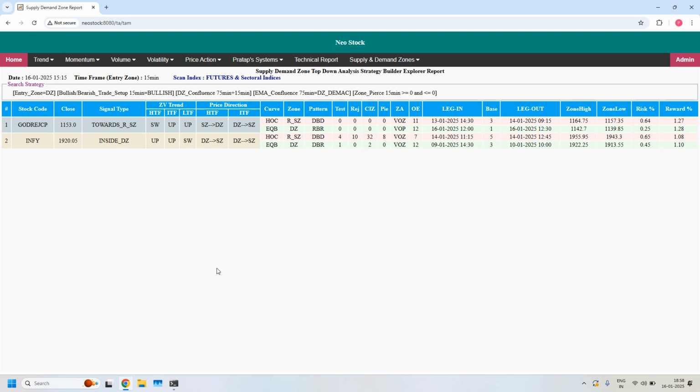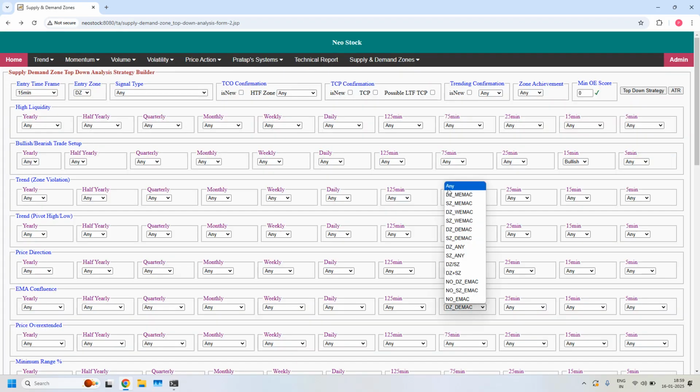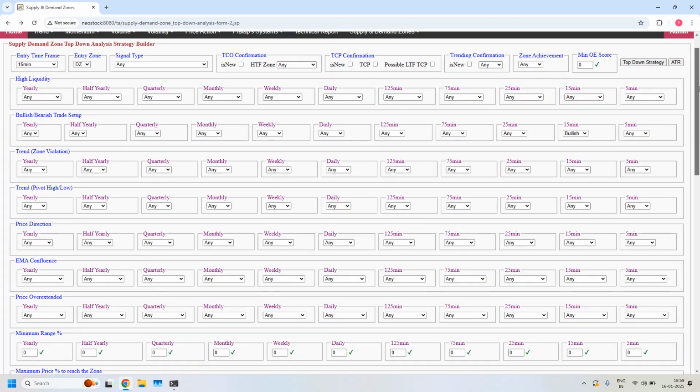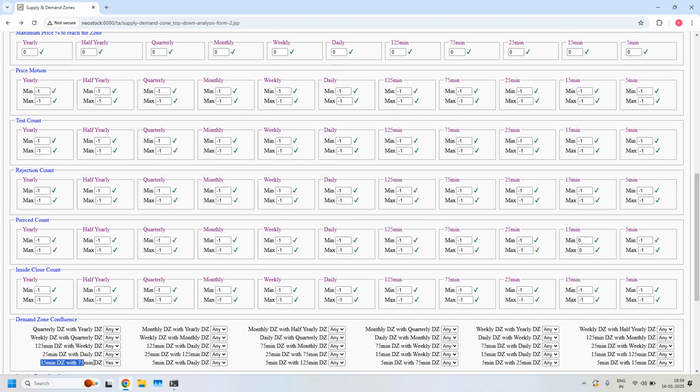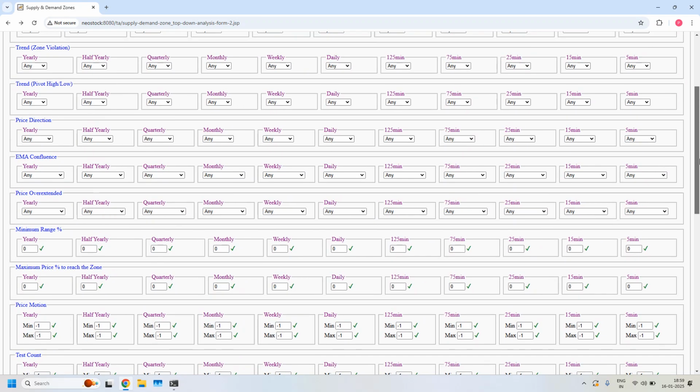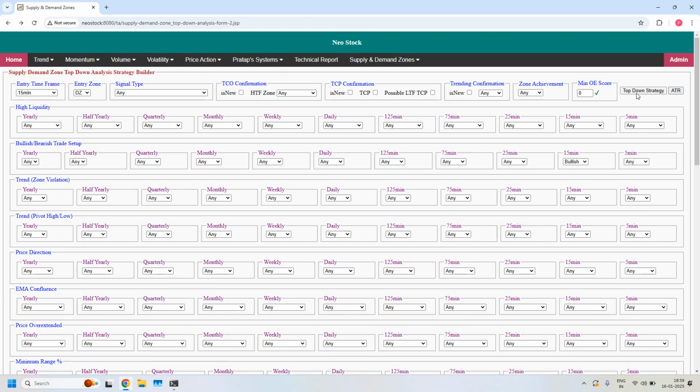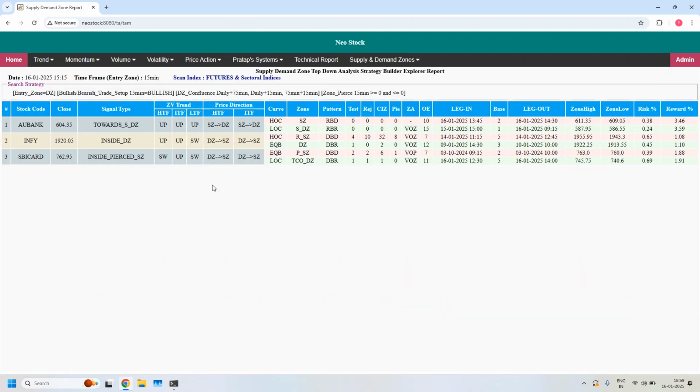Okay, this is LTF, ITF zone confluence, and ITF zone having a daily EMA confluence. Next, let us look for LTF, ITF and HTF zone confluence filters. Removing EMA filter. And in the demand zone confluence, we should set 3 filters. First filter is already enabled. Second filter is a 15 minutes demand zone with daily demand zone confluence. Third filter, 75 minutes demand zone with daily demand zone confluence. With all the 3 filters, LTF, ITF, HTF demand zone confluence, we got 3 stocks.